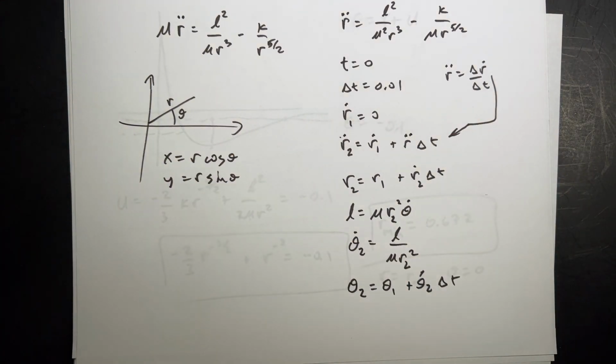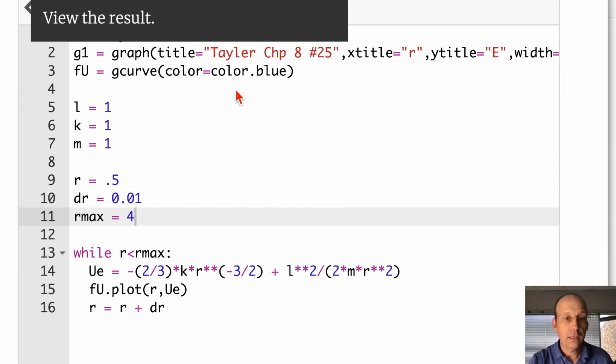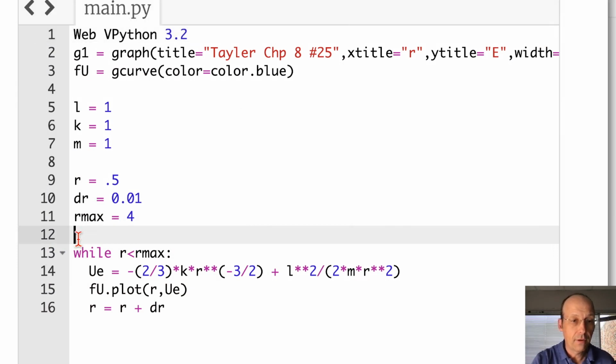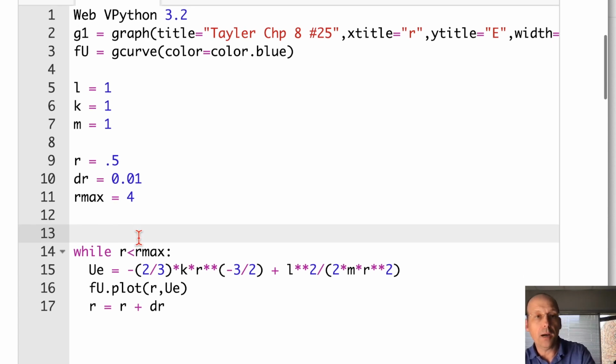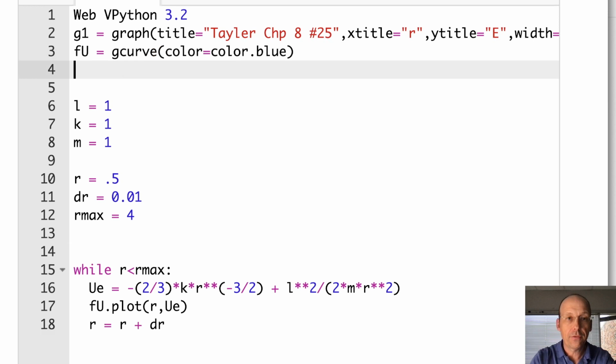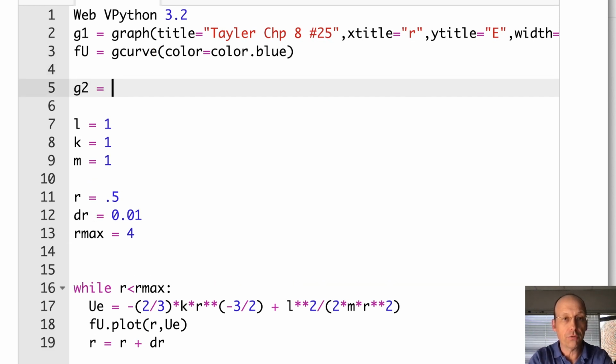So we're going to do all this in Python. Let's do it. I'm going to use the same program so I don't have to change anything. I'll just make another graph. Let's comment out this stuff. I don't want to make this. That's fine. I'll leave it there. So I'm going to make another graph. Let's say G2 equals graph. I'm going to say title equals trajectory.